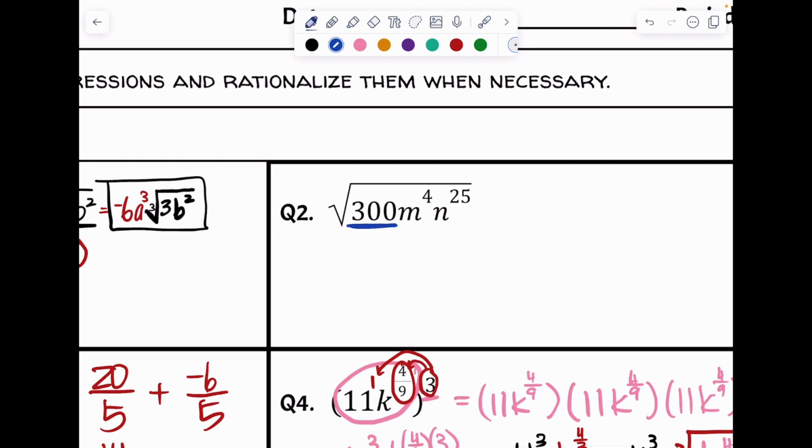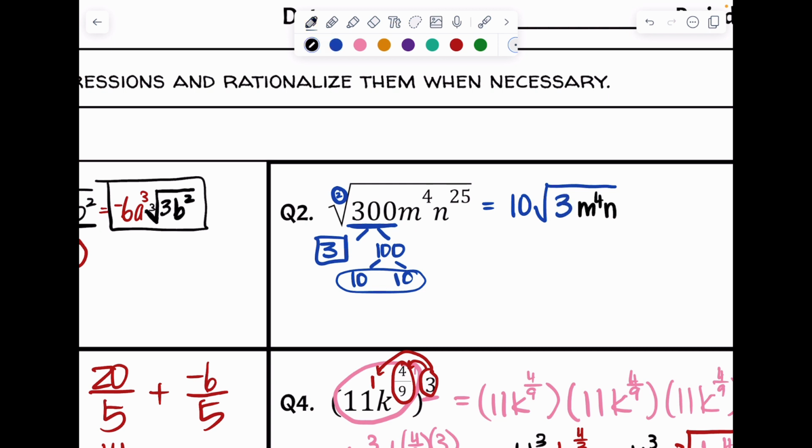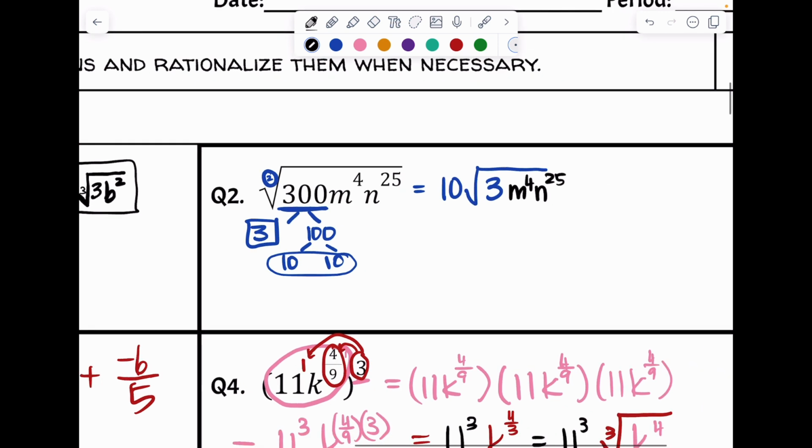Question 2, we have 300. So let's break that down into 3 and 100. 100 can be broken down to 10 times 10. And since there's nothing here, which means we're looking for square root, the nth root is going to be the 2nd. So we have 2 of base 10 and 3 left behind. So I have 10 square root of 3, and then m to the 4th power and n to the 25th power is going to be left behind.